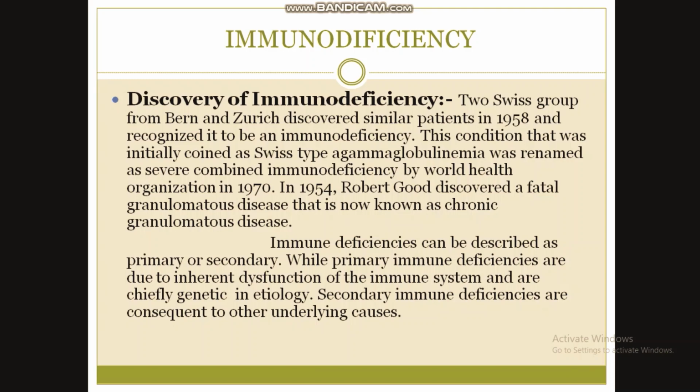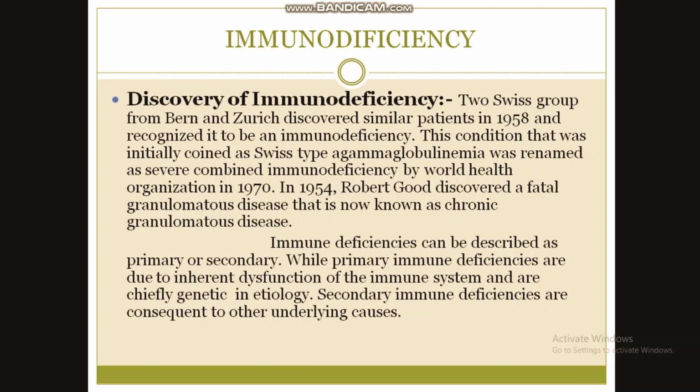This condition, that was initially coined as Swiss type agammaglobulinemia, which is lack of gamma globulin in the blood plasma, was renamed as severe combined immunodeficiency by the World Health Organization in 1970. In 1954, Robert Good discovered a fatal granulomatous disease that is now known as chronic granulomatous disease.